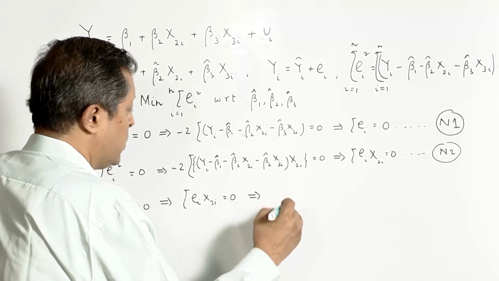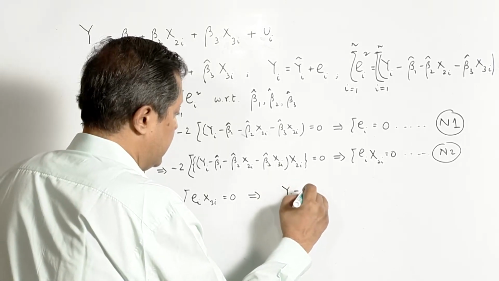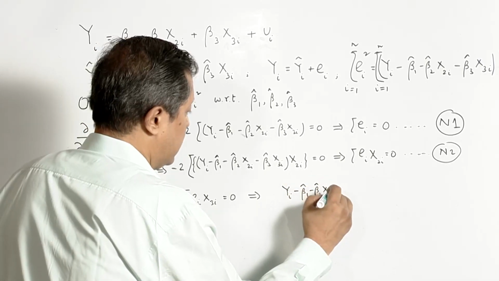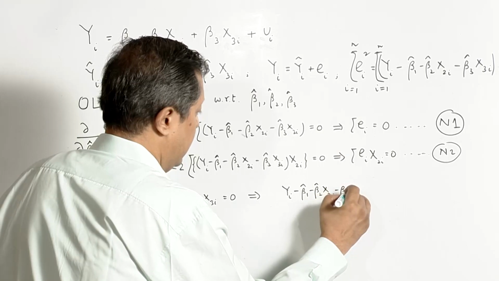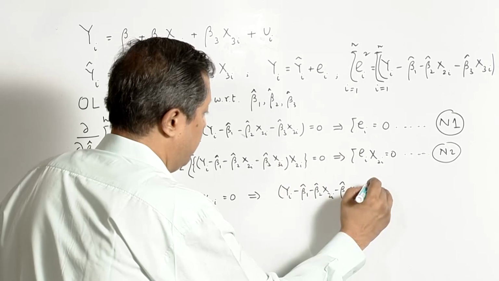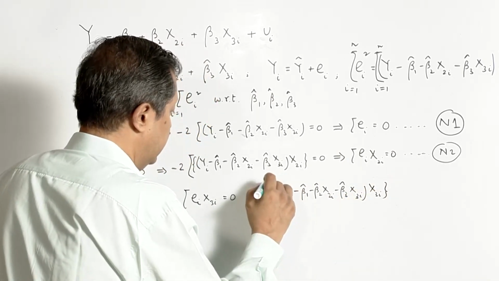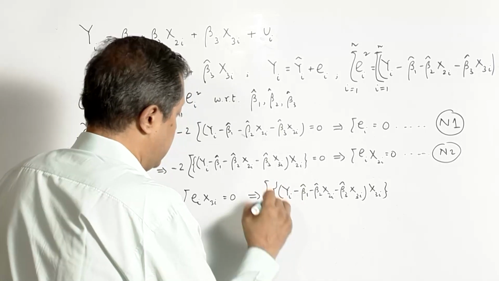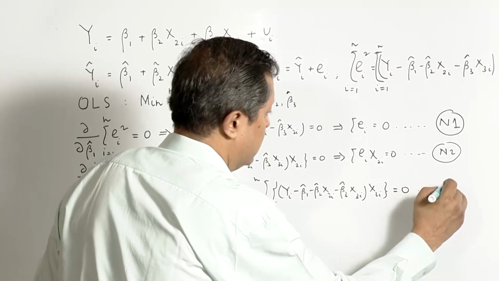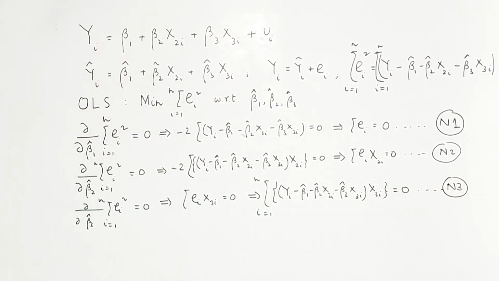or you can also write it in expanded form: y_i minus beta 1 hat minus beta 2 hat x_2i minus beta 3 hat x_3i, all multiplied by x_3i, and then sum, i running from 1 to n, that is equal to 0. So, that is your third normal equation.